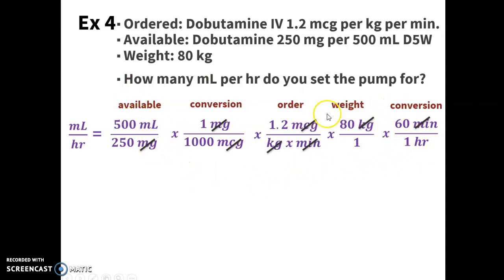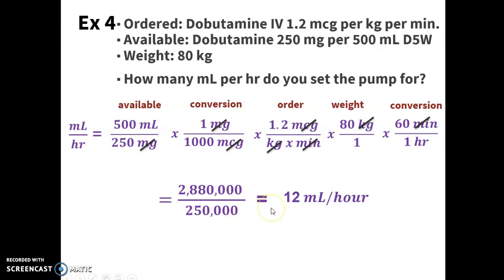You can multiply everything on the top, multiply everything on the bottom. These are going to give some big numbers, and that's all right. You do have a calculator that will help you divide that stuff, so go ahead, let it get big. That's okay. It should work out to be 12 milliliters per hour.